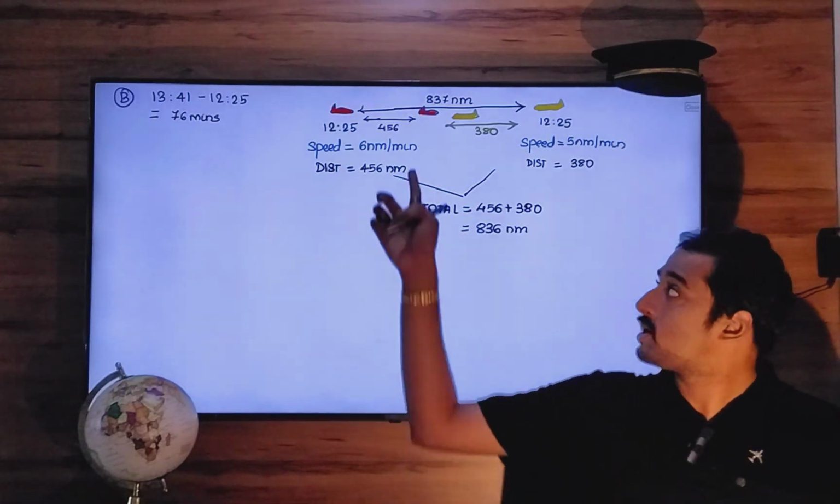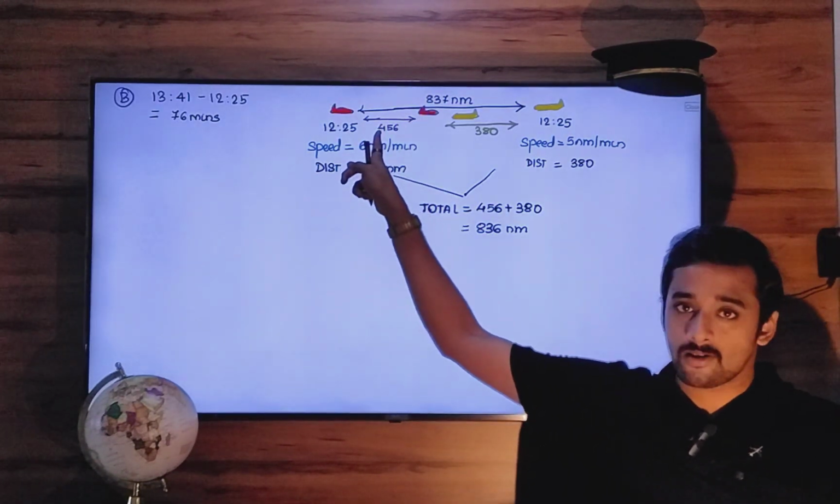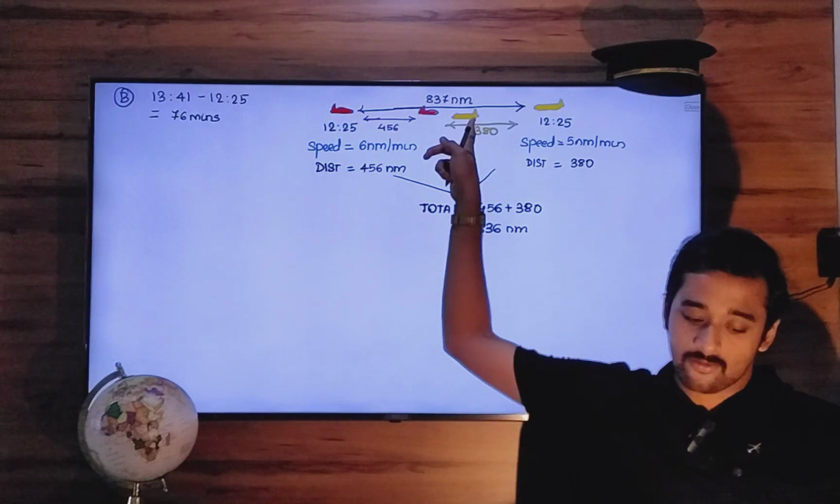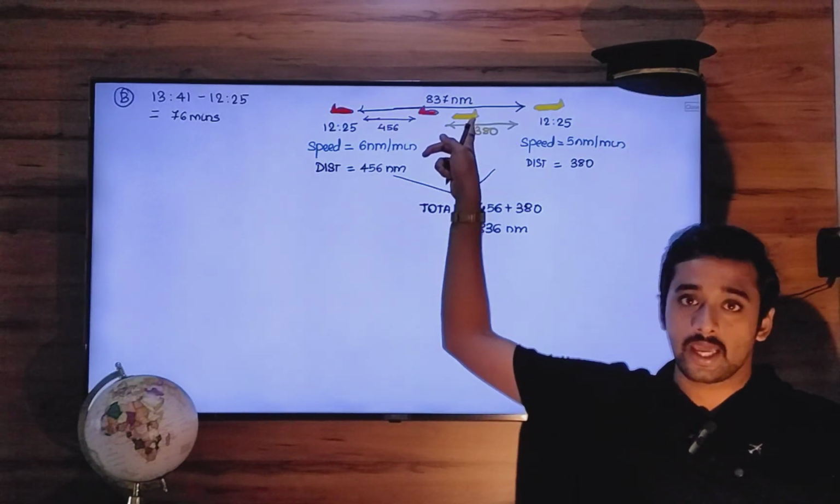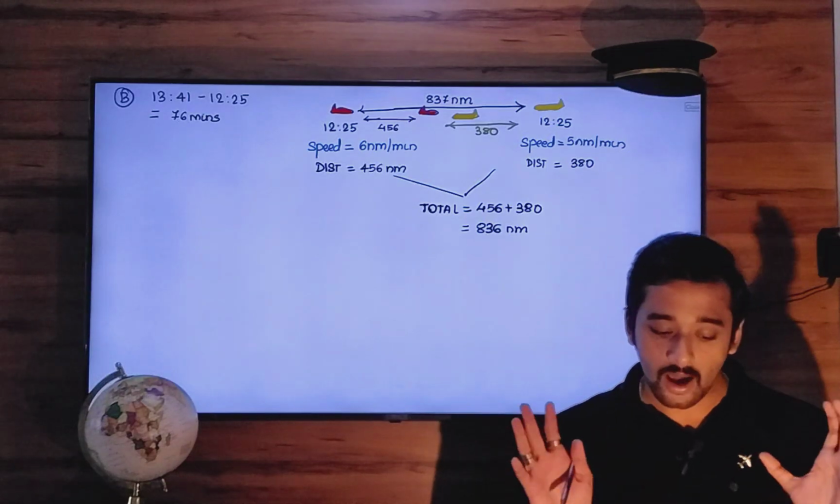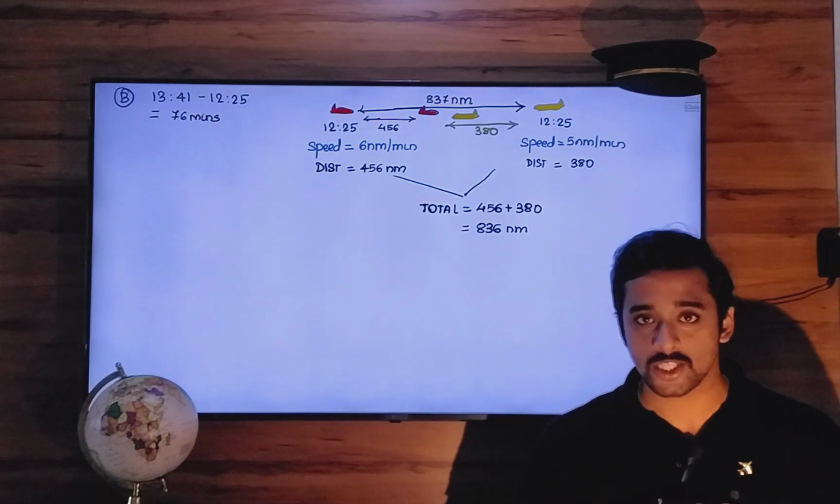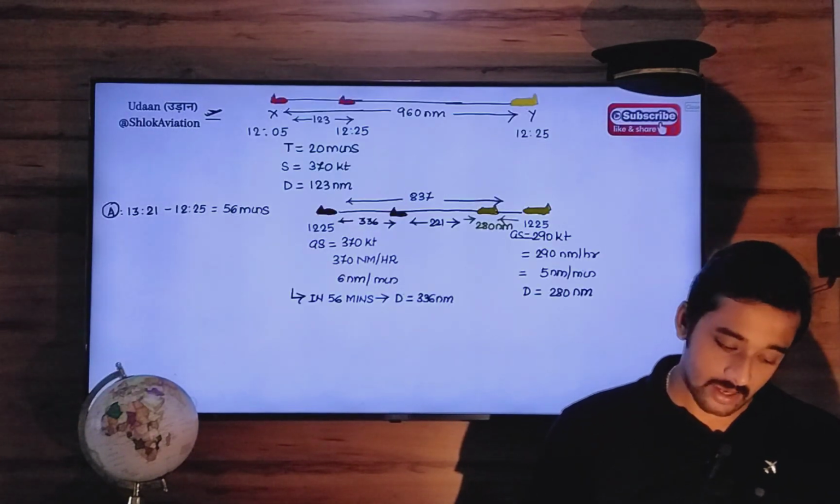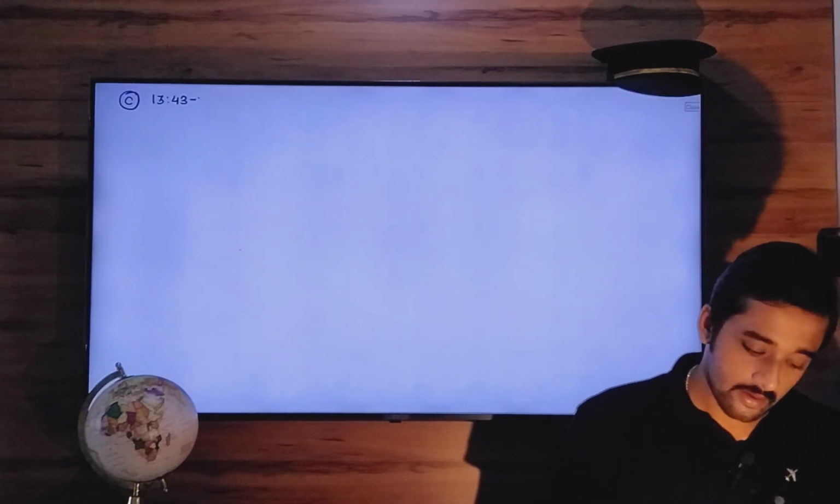So the total distance is 837. This aircraft has traveled 456, and the other aircraft has traveled 380. So both have done their duties and now they will be passing very close to each other. Just for understanding, let's consider option Charlie. Option Charlie states time 13 hours 43 minutes minus 12 hours 25 minutes.